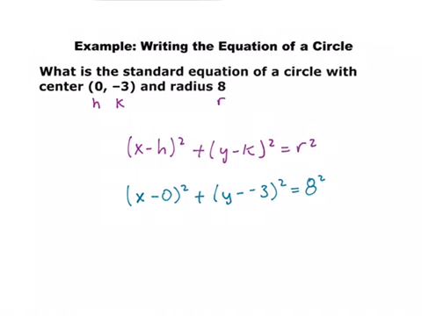And we could go ahead and multiply the 8 squared and get 64, but in reality we also need to clean up some of the stuff inside the parentheses, because minus a negative is like adding the opposite, so this should be plus now, and we really don't need this piece here. 0 doesn't change anything. So our final answer, if we want to simplify it down, is x squared plus y plus 3 squared equals 64.